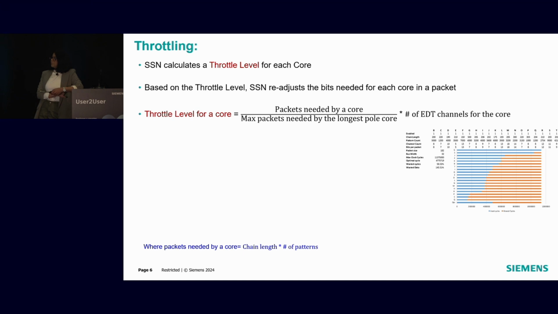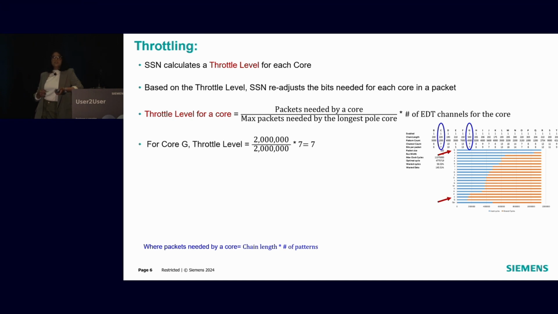Now, if I have to put my focus back on this picture that I showed, look at core G. Looking at core G, it needed 7 bits in the original packet. If no magic was done, if SSN wasn't doing throttling, it wasn't doing any bandwidth tuning, it needed 7 bits in that packet, right?